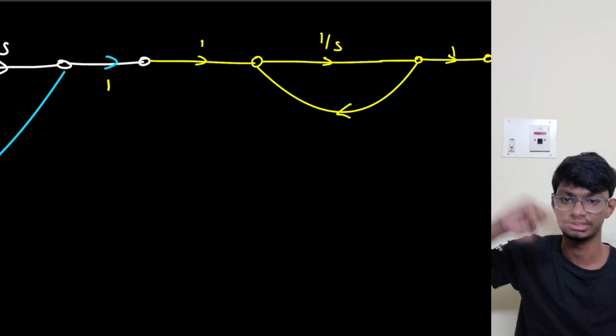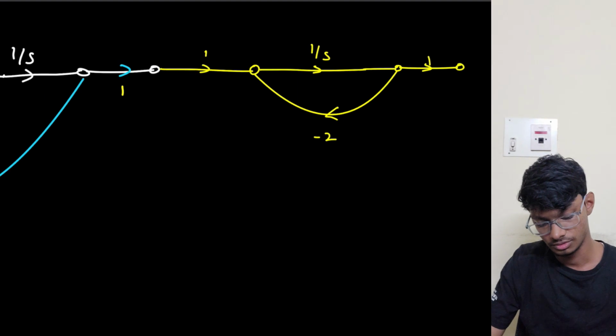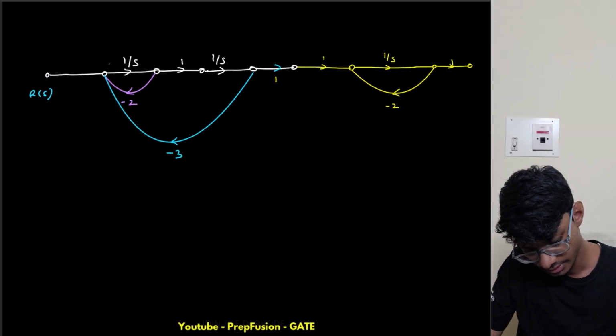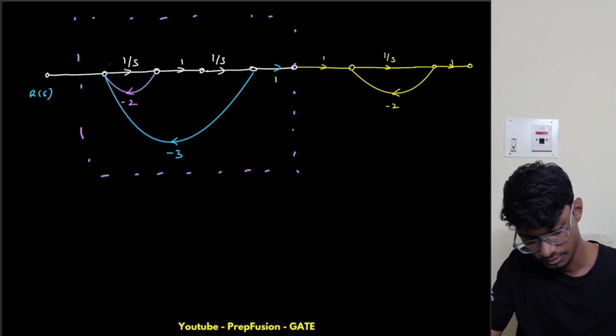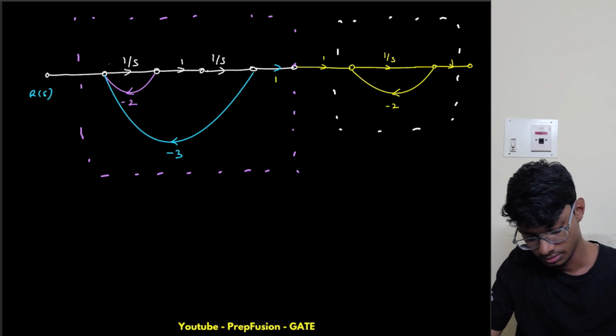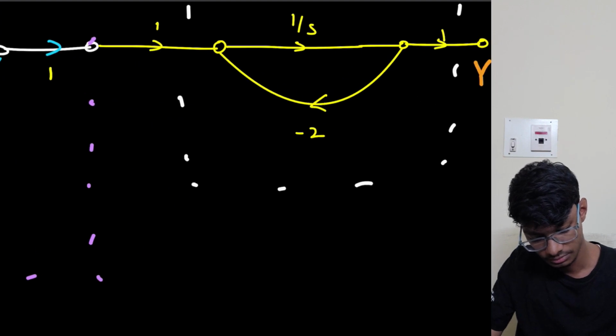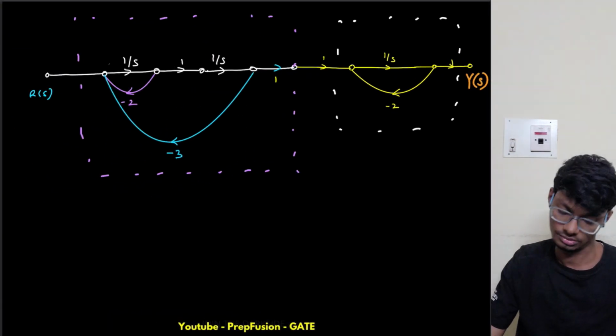It was 1 by s plus 2, so what will this be? This will be minus 2. Let me divide this and write it like this so that you will understand. This is one of the transfer functions and this is the other transfer function, right? So this is my r of s and this is my y of s. Okay, so this is my state diagram basically.